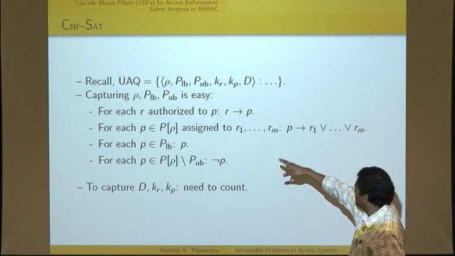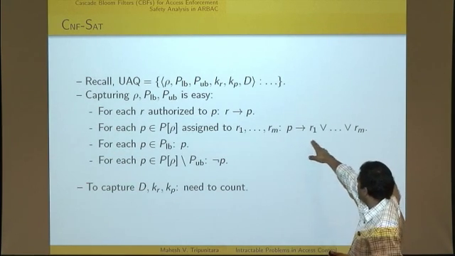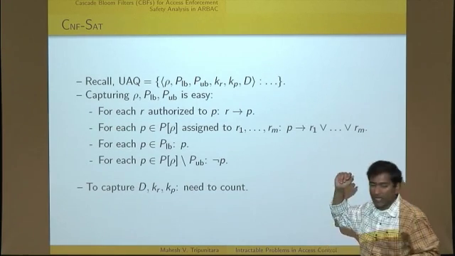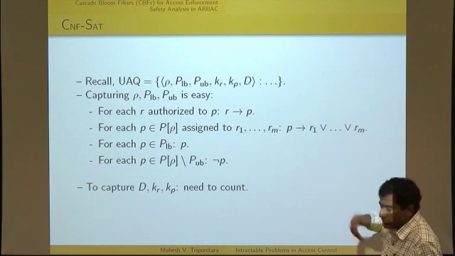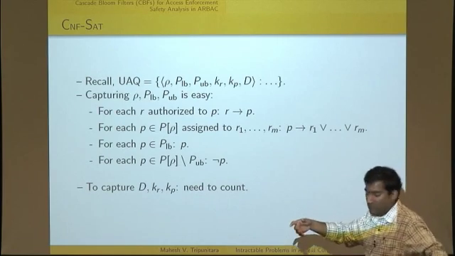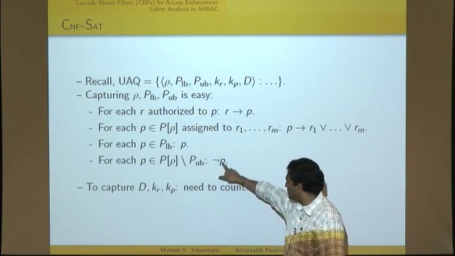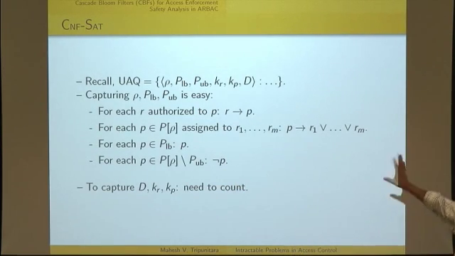For each permission that's assigned to all those roles, I introduce a clause of this form, because to activate P, at least one of those roles has to be activated. For each permission that's in the lower bound set, I just introduce a clause, just that permission by itself, because it has to be activated. And this is the thing that we were talking about earlier: for any permission that is not in the upper bound set, I introduce a clause of this form. So that's pretty easy.